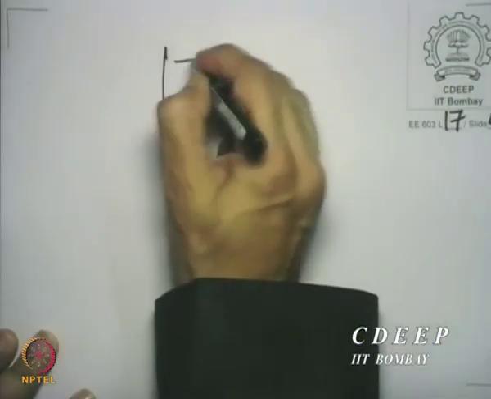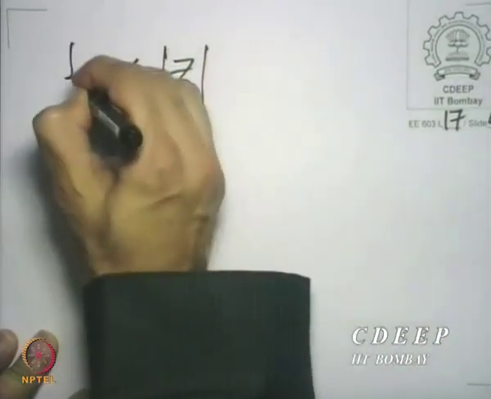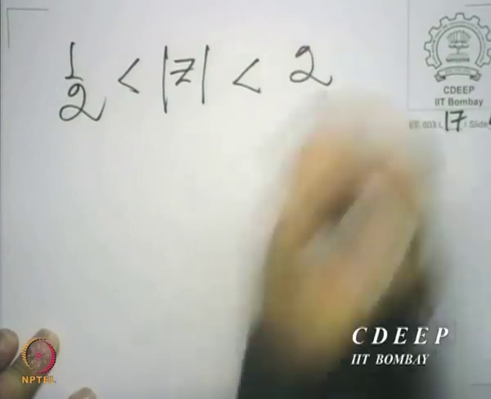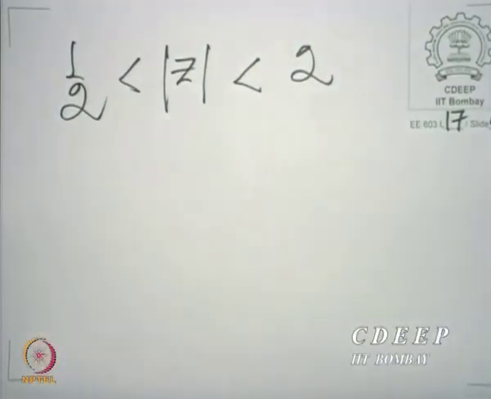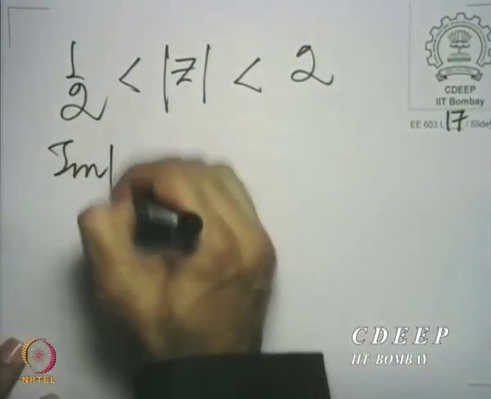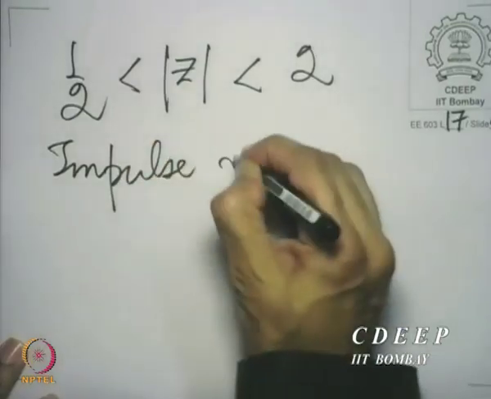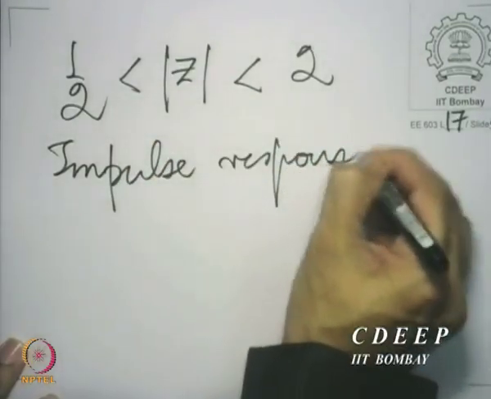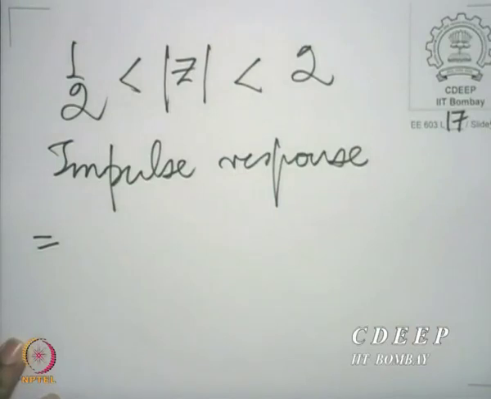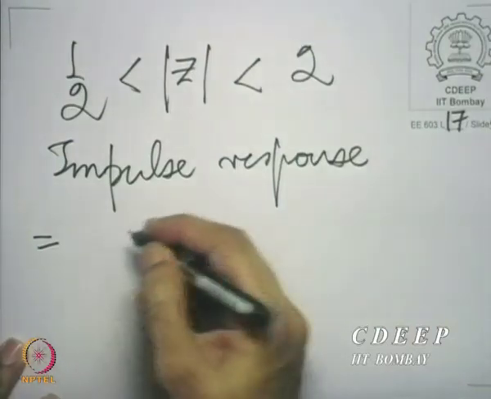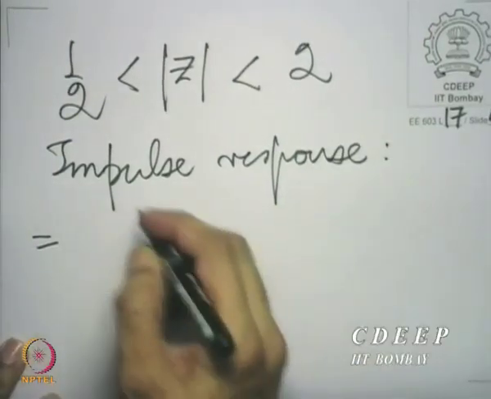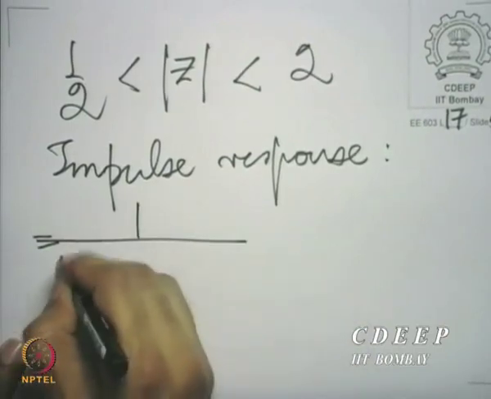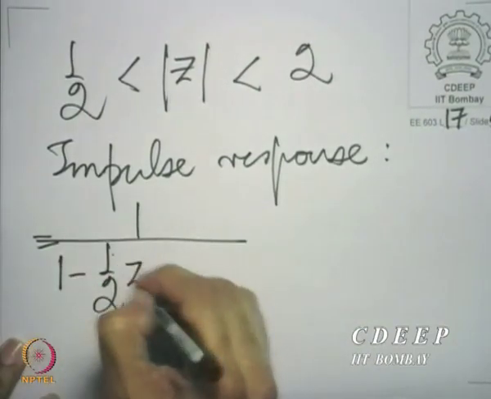Let us look at the region of convergence mod z between half and 2, in which case the impulse response, I leave it to you to complete the working, but I will straight away write down the answer. The impulse response would become some constant. In fact, let us complete the working by decomposing this into partial fractions first.